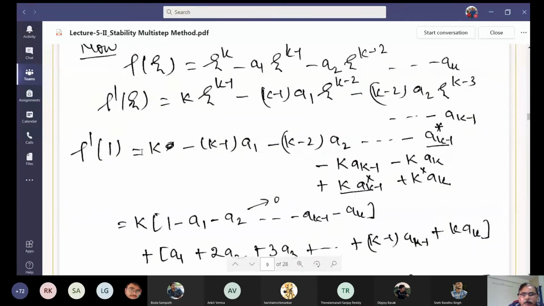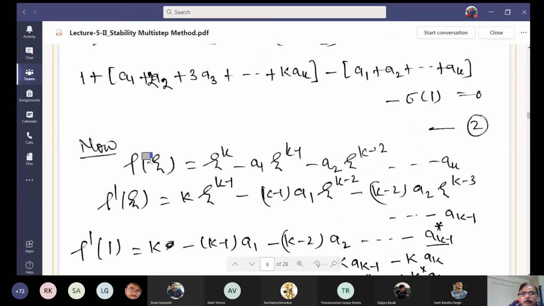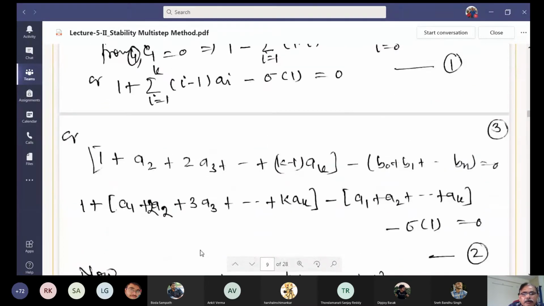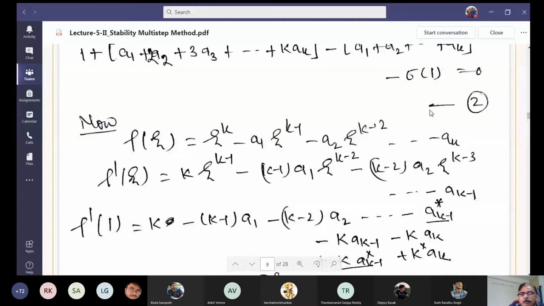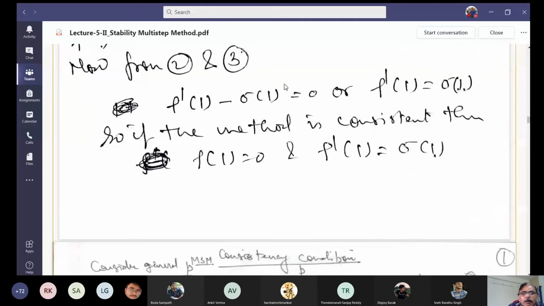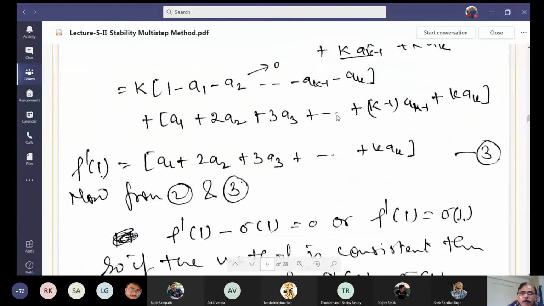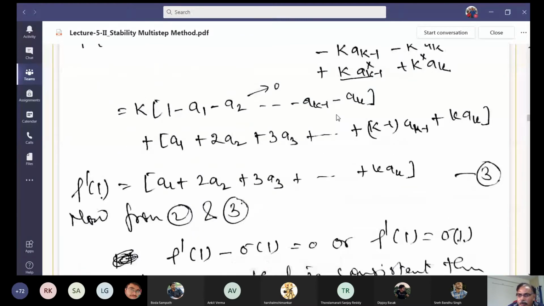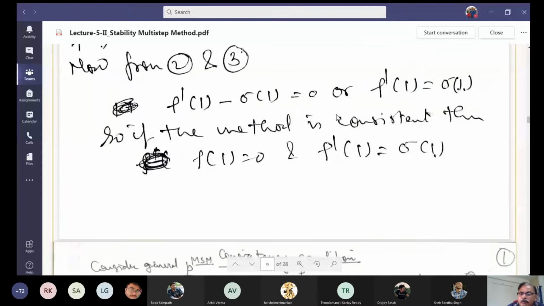So using that, what we will get? We'll get that, where I have written here, this term, 2 equation, can be written as rho prime 1 minus sigma 1 equal to 0, or rho prime 1 equal to sigma 1. So there are two conditions which you have got using your previous theorem, that C0 is 0, C1 is 0, and that tells in terms of rho and psi that rho 1 is 0 and rho prime 1 is your sigma 1. Is this part clear?